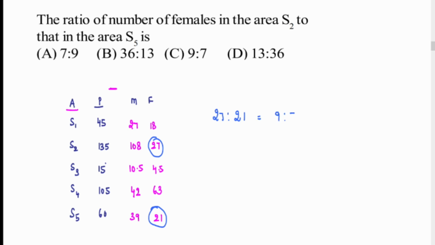3 9s are 27, 3 7s are 21. Option is C. It is 9 is to 7.